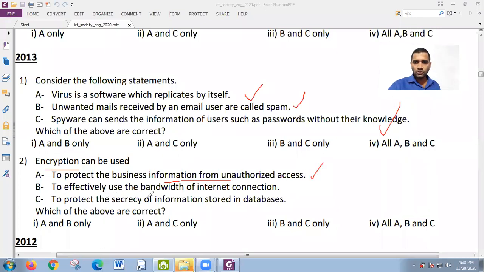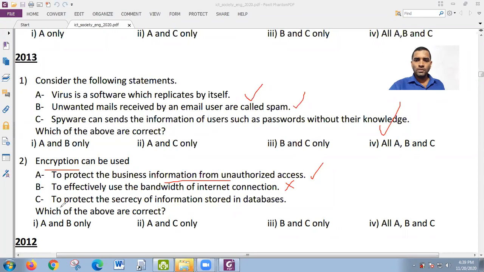To effectively use the bandwidth of the internet, no, right? There is no way near. Bandwidth is not related to security. Bandwidth is always related to the speed of the internet, right? So bandwidth is never related to encryption. Okay, so you can ignore that. It is something related to the speed of the internet.